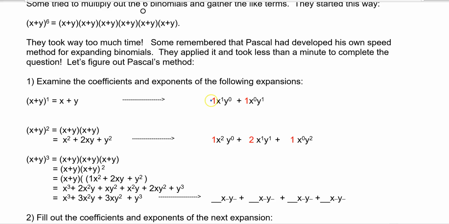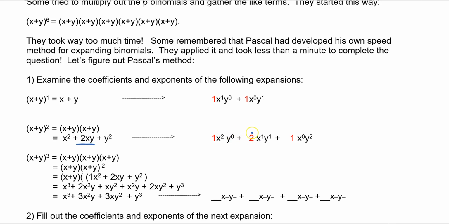Okay, now there's going to be a pattern with the coefficients and also with the exponents as we go to the next example. (x + y)^2 expands to x² + 2xy + y². So the first term would be 1x², and then y to the power of 0 because y is not there. The middle term has a coefficient of 2, x is to the power of 1, and y is to the power of 1. The last term is just y², so it's plus 1, x to the power of 0, y². Now, looking at the coefficients in red, you may start to see a pattern with this. But also looking at the exponents of each term, you may see a pattern as well.